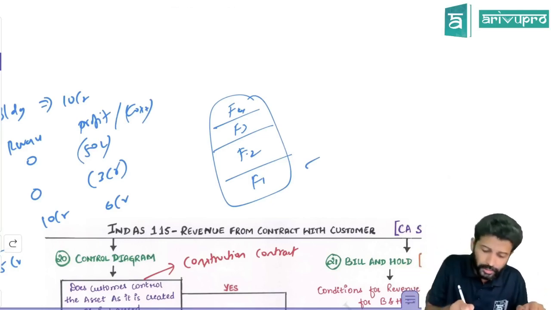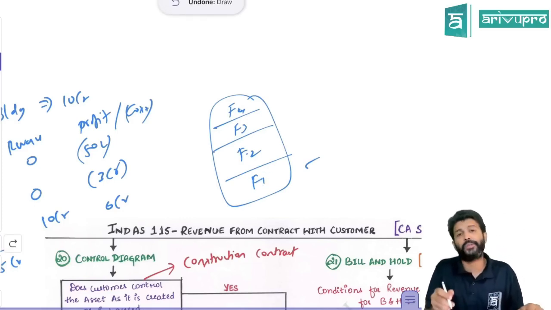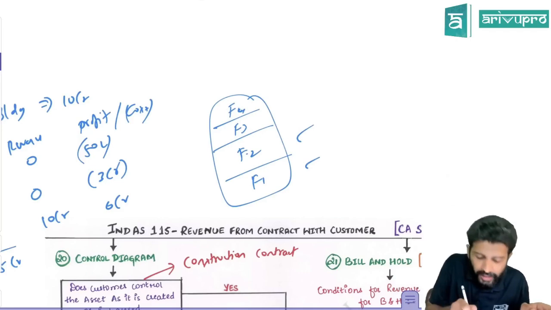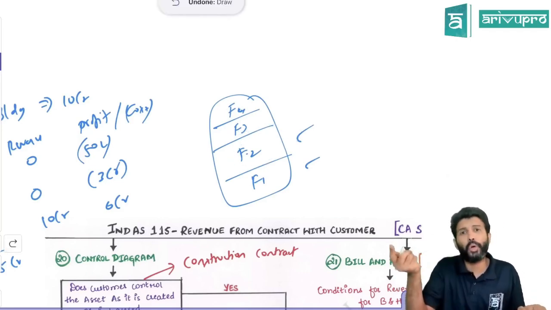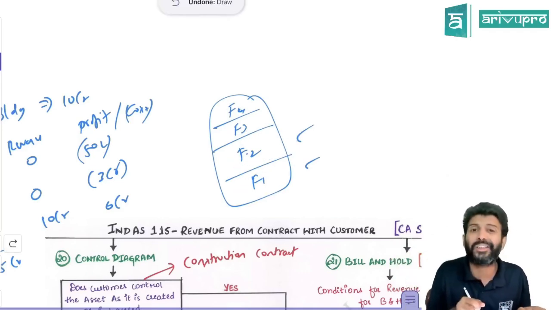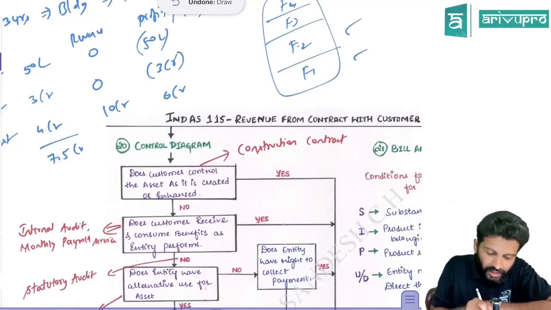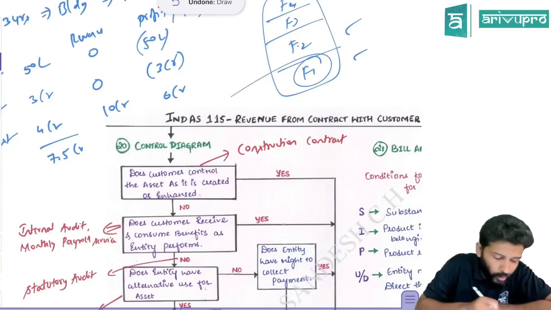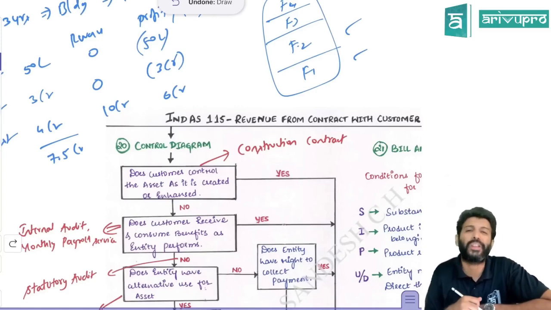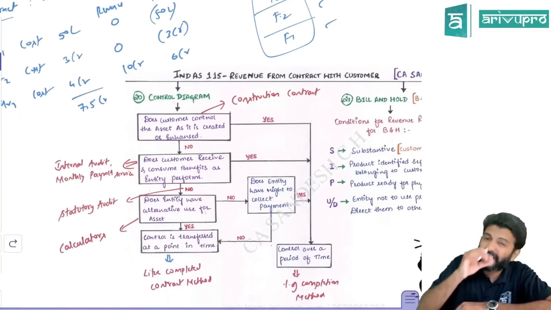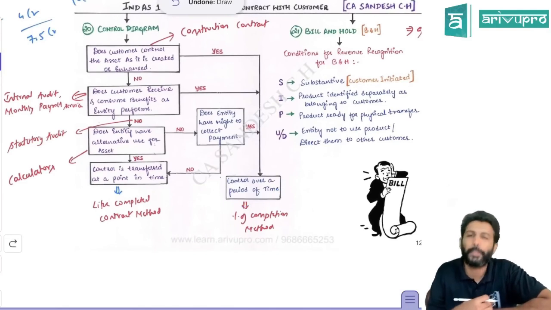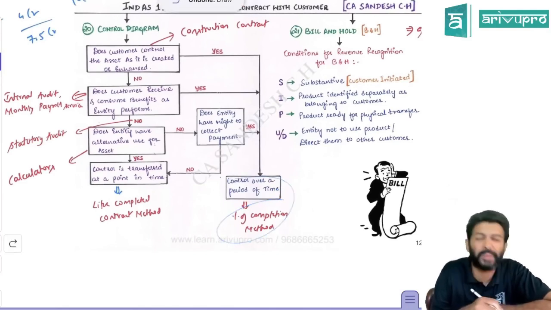Now, what do you think the customer will do? Will he demolish this first floor and redo it? No. He will appoint another architect. Another architect will start working on floor number 2 onwards because floor number 1 is already constructed. That is what this criteria is saying. Does the customer control the asset as and when it is created? If the first floor is constructed, the customer can control that first floor. That's the reason. If the answer to that is yes, we say control is transferred over a period of time, meaning you can go for the percentage completion method.